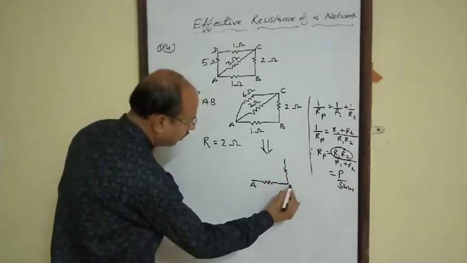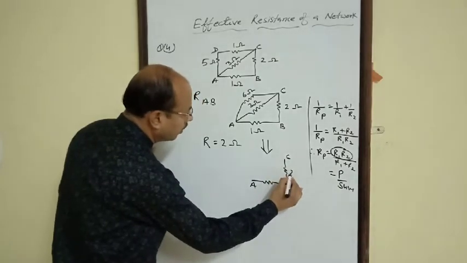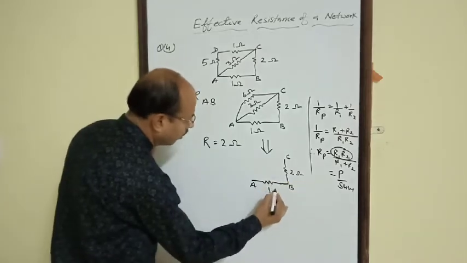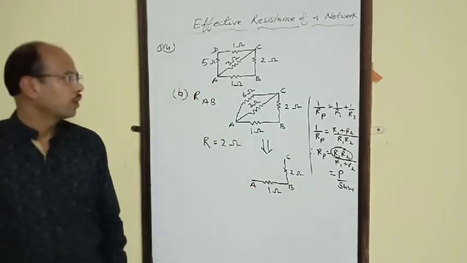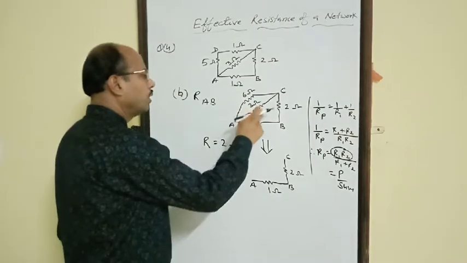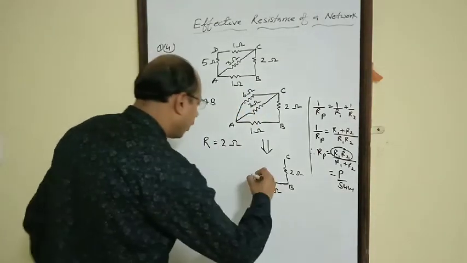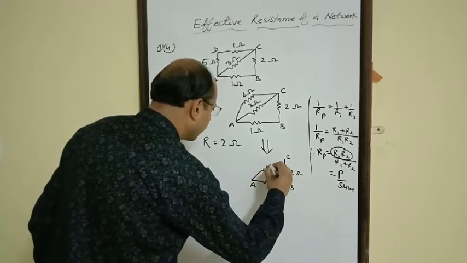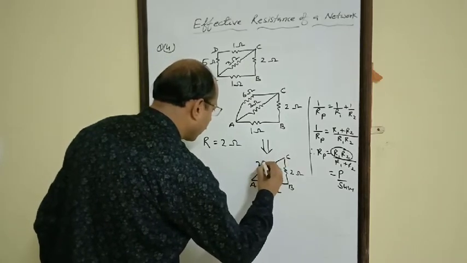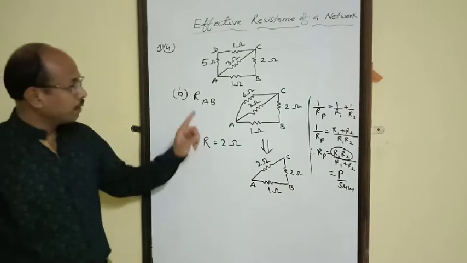This is A, this is B, this is C. Here it is 2 ohm, here it is 1 ohm, and no change up to this point. But the effective of these two we have written here, that is 2 ohm. Now we can connect this 2 ohm here. So now you can easily understand what was the change.